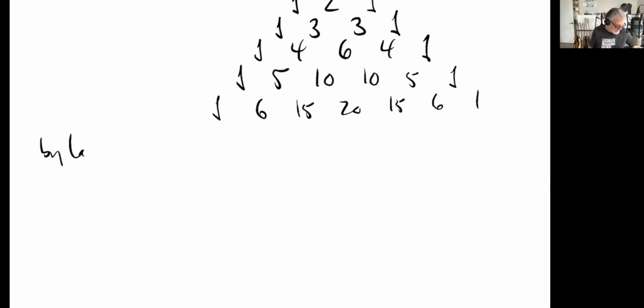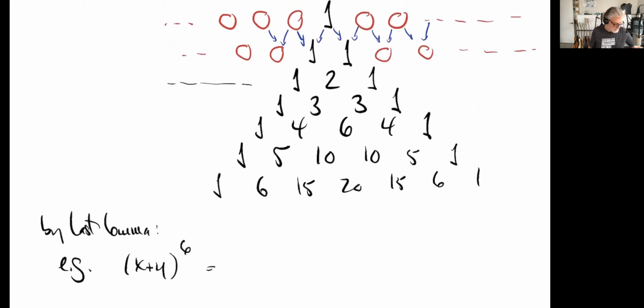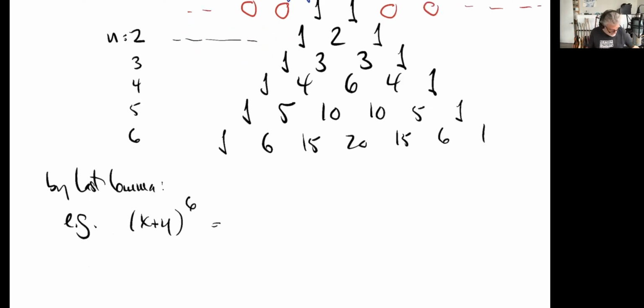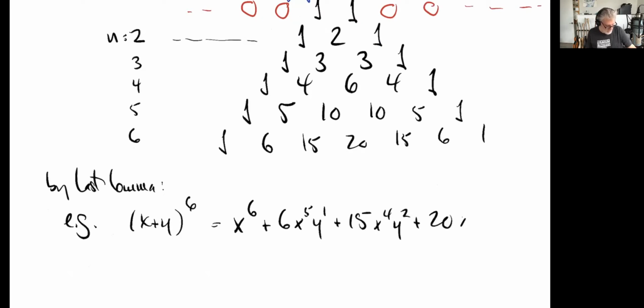So by the last lemma, for example, if I want to compute x plus y to the power 6, so notice these are the coefficients for n equals 2. Everybody knows that. This is 3, 4, 5. These are the coefficients for power 6. So this is how I compute this thing. x power 6 plus 6 x power 5 y. I've put the powers of x in decreasing order, but you can see that's totally symmetric, so it makes no difference. Plus 15 x power 4 y squared plus 20 x cubed y cubed plus 15 x squared y power 4 plus 6 x y power 5 plus y power 6.